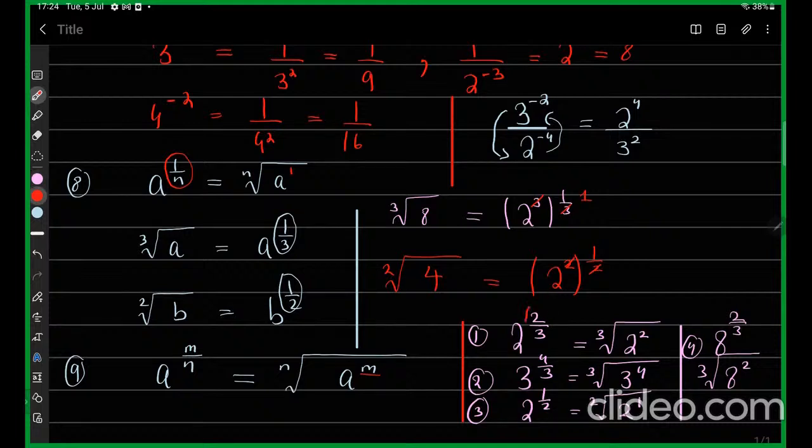Here we had 2 by 3. So 2 became the power and 3 was basically the cube root. Here we had 4 by 3. 4 was the power and 3 was the cube root. 1 by 2, 1 was the power of 2 and 2 was basically the square root. 2 by 3, the 3 in the denominator would basically come over here and the 2 in the numerator came here as the power. Understood?